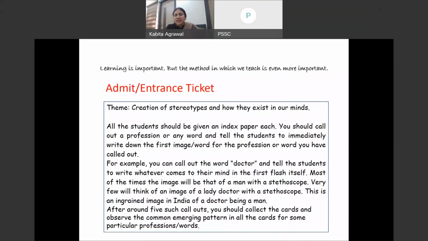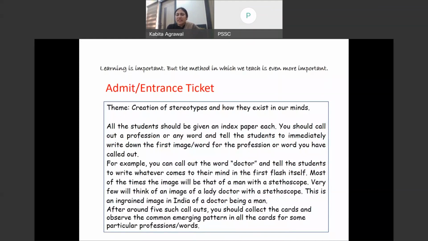Here again, taking one more example, the theme is creation of stereotypes and how they exist in our mind. All the students are given an index paper each. You should call out the profession or any other word and tell the students to immediately write down the first image or word for the profession you have called out. Suppose you call out doctor or engineer, let them draw whatever comes to their mind.